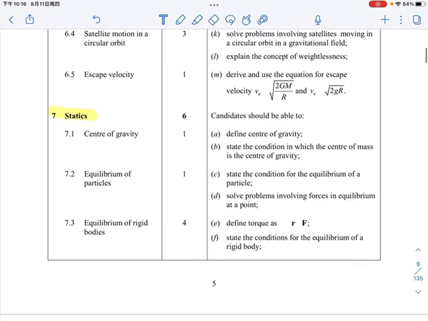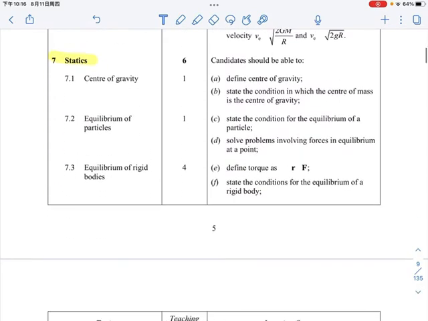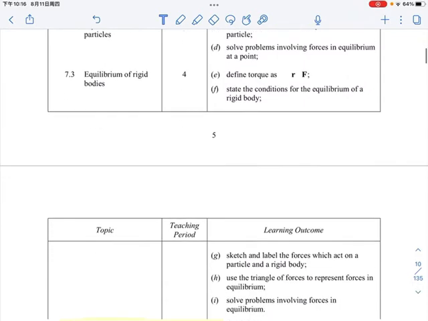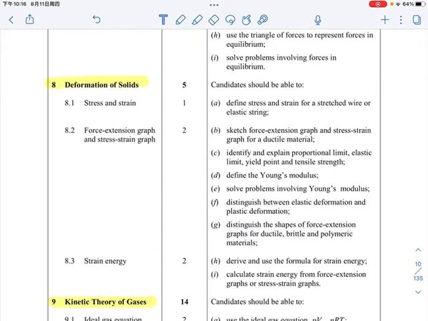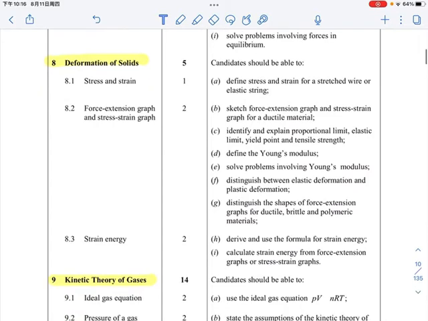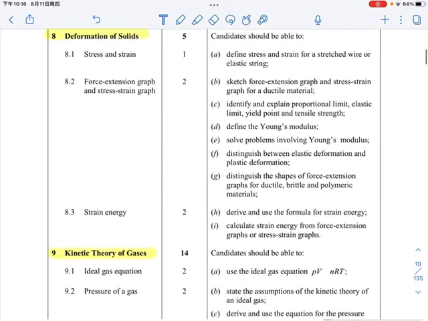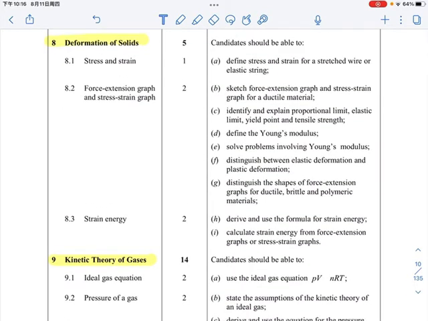Statics, I would say, is the easiest one because it depends on your formula only. You just apply the formula, then you can calculate the question already. Number 8, deformation of solids, is about stress and strength, like you learn in Form 4, Form 5 about the string, the spring. I would say it's quite simple, so you guys no need to worry too much.